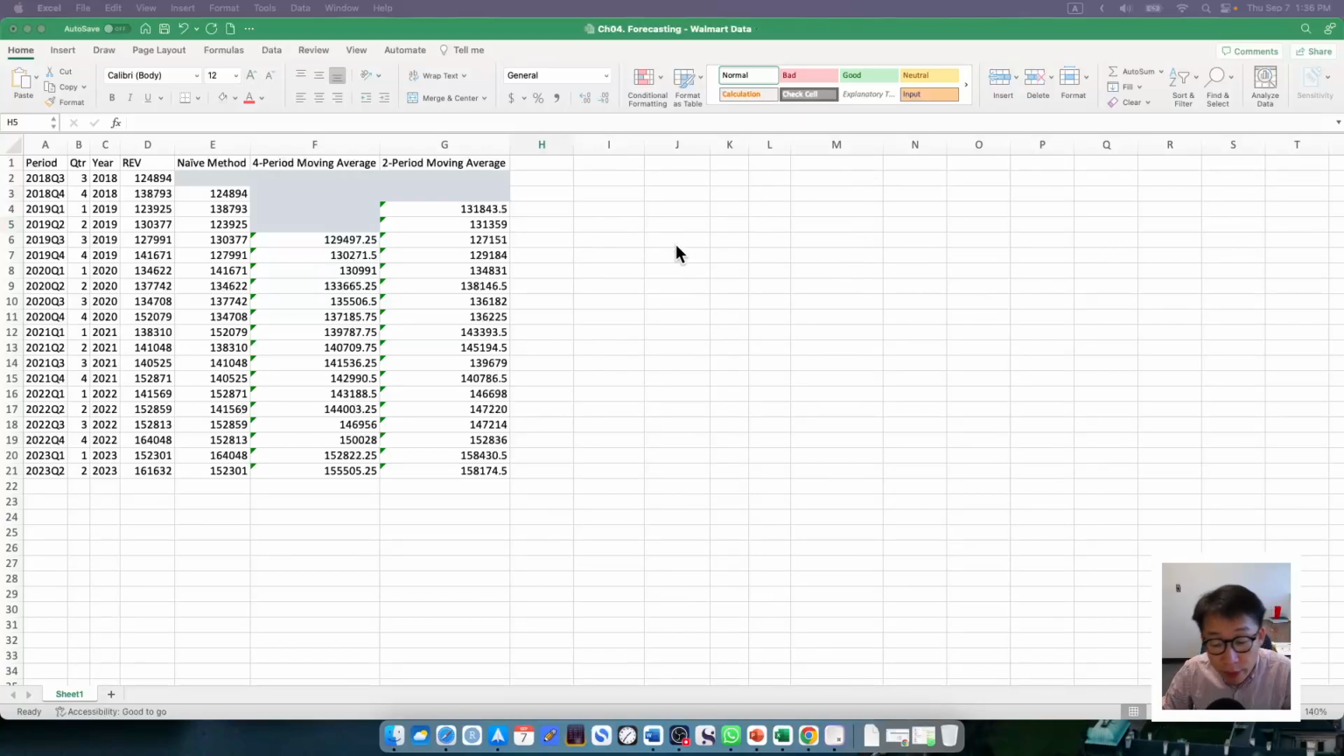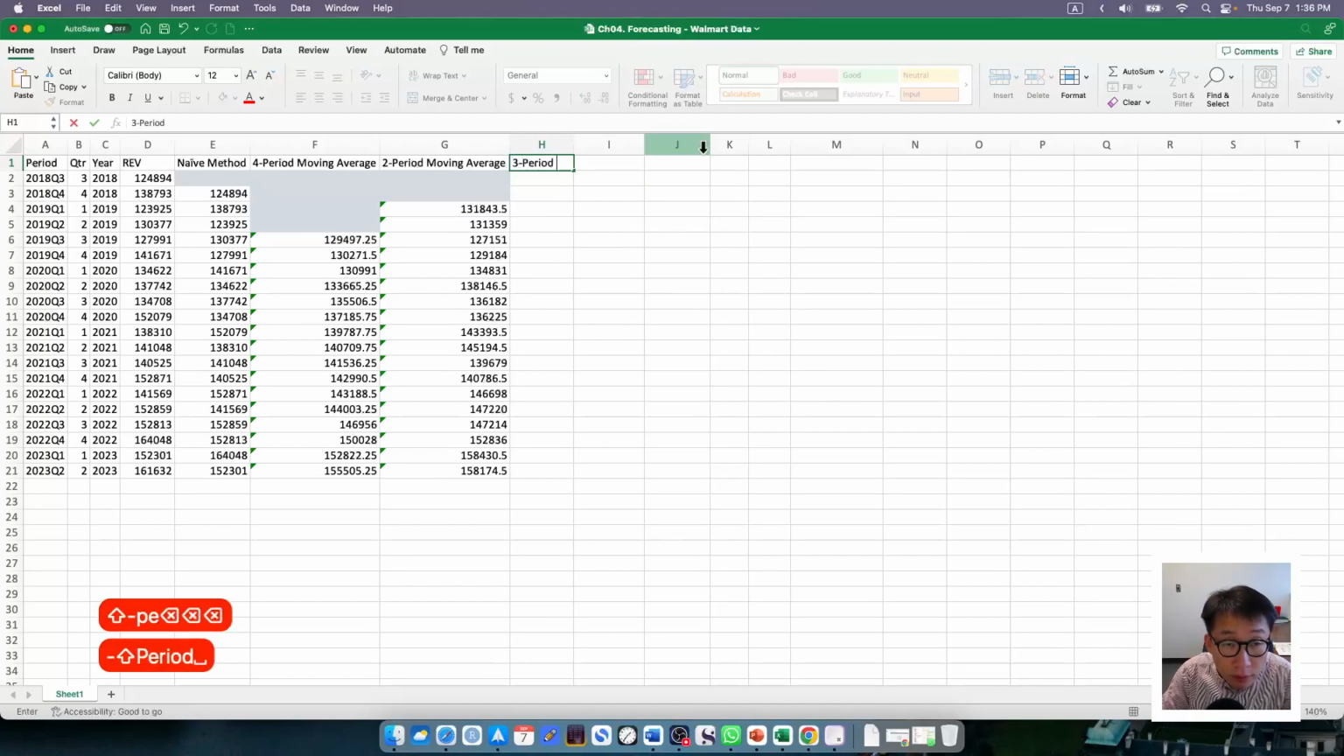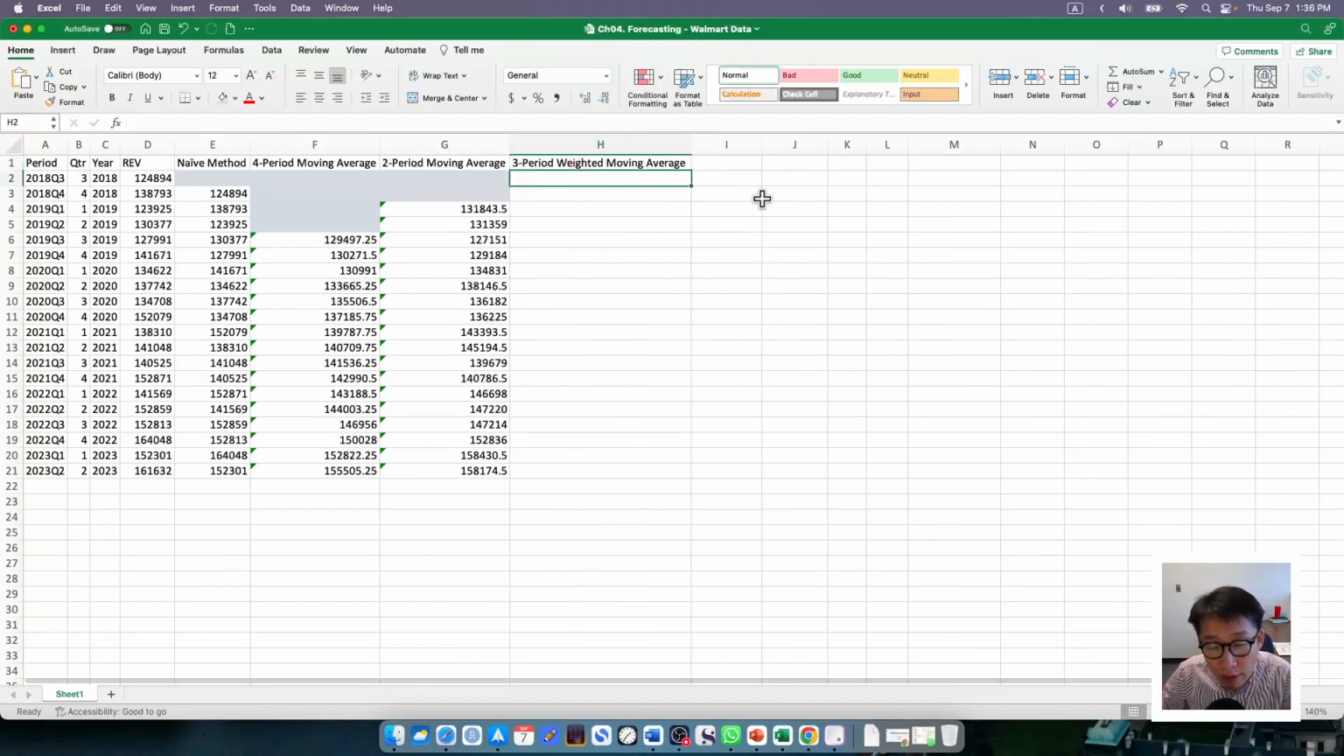So this time what we're gonna do is the weighted moving average. Okay, so as a first example, I'm gonna do a 3-period weighted moving average. What is it? Weighted moving average is essentially just a moving average. However, we are assigning different weight to different periods involved in calculating the moving average.